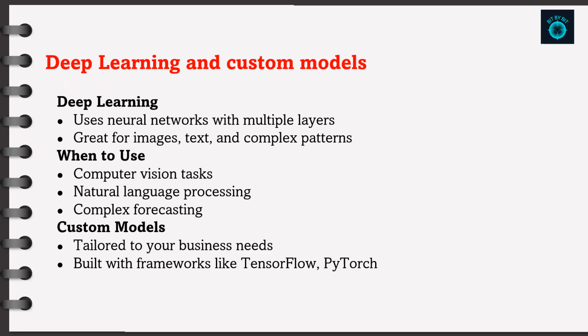When you need more control or specialized features, you can create custom models. For example, a retailer might design a neural network that predicts demand based on product images, descriptions, and seasonal trends all at once. A bank might build a model that combines transaction history and text from customer support tickets to detect fraud. Popular frameworks for building these models include TensorFlow and PyTorch. These allow you to design, train, and fine-tune models for your exact business needs.